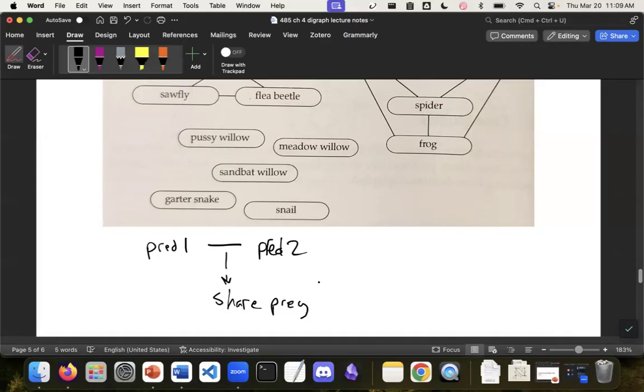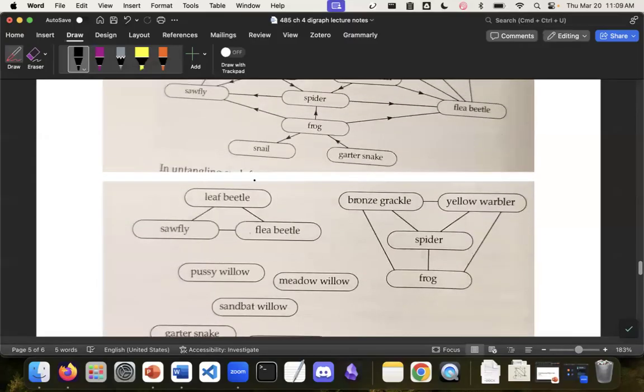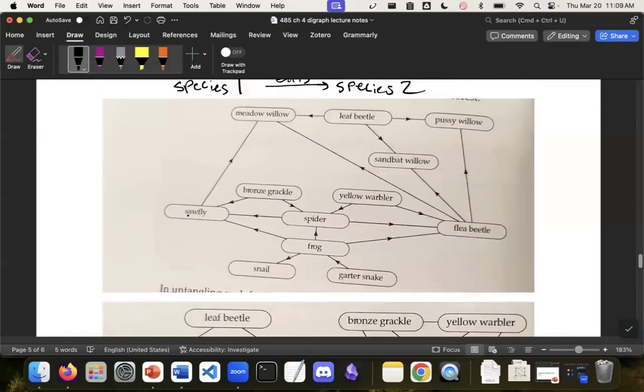Let me open my notes, make sure I'm not missing anything. Yeah, so the idea here, let's look at the leaf beetle, the sawfly, and the flea beetle. Let's look at leaf beetle and sawfly first. So sawfly is here, leaf beetle is here. The leaf beetle is a predator but not prey because there's only outgoing edges. So nothing eats the leaf beetle, at least not in this graph.